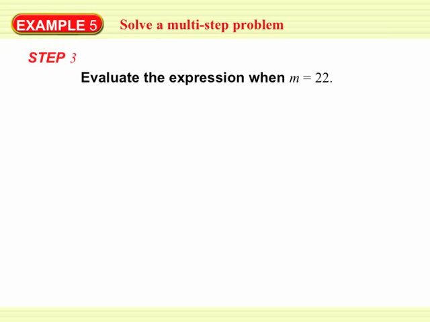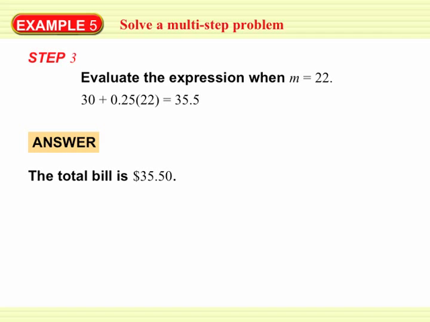Next, we're going to evaluate that expression. We built this mathematical model to tell me the cost for M minutes. I want to know the cost when M is 22, the cost for 22 minutes. So I take my expression and I plug 22 in for the M. I simplify that expression and I get that the total bill is $35.50.